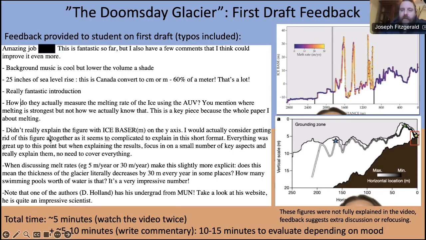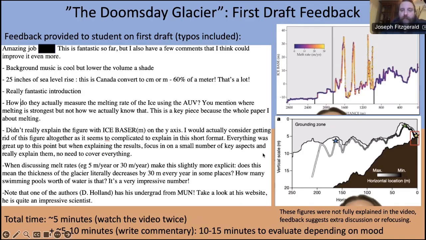So in the feedback, I said you didn't really explain in enough detail this figure with ice base on the y-axis. And maybe even this figure has a lot of information in it. We have color, and we have a complicated form that's actually representing the base of the glacier. So we suggested maybe refocusing on a smaller number of key aspects, or using different figures, or doubling down a little bit and putting in some more explanation of these figures.